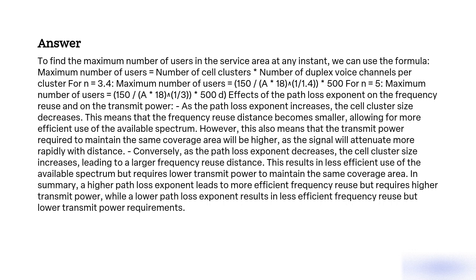Conversely, as the path loss exponent decreases, the cell cluster size increases, leading to a larger frequency reuse distance. This results in less efficient use of the available spectrum but requires lower transmit power to maintain the same coverage area. In summary, a higher path loss exponent leads to more efficient frequency reuse but requires higher transmit power, while a lower path loss exponent results in less efficient frequency reuse but lower transmit power requirements.